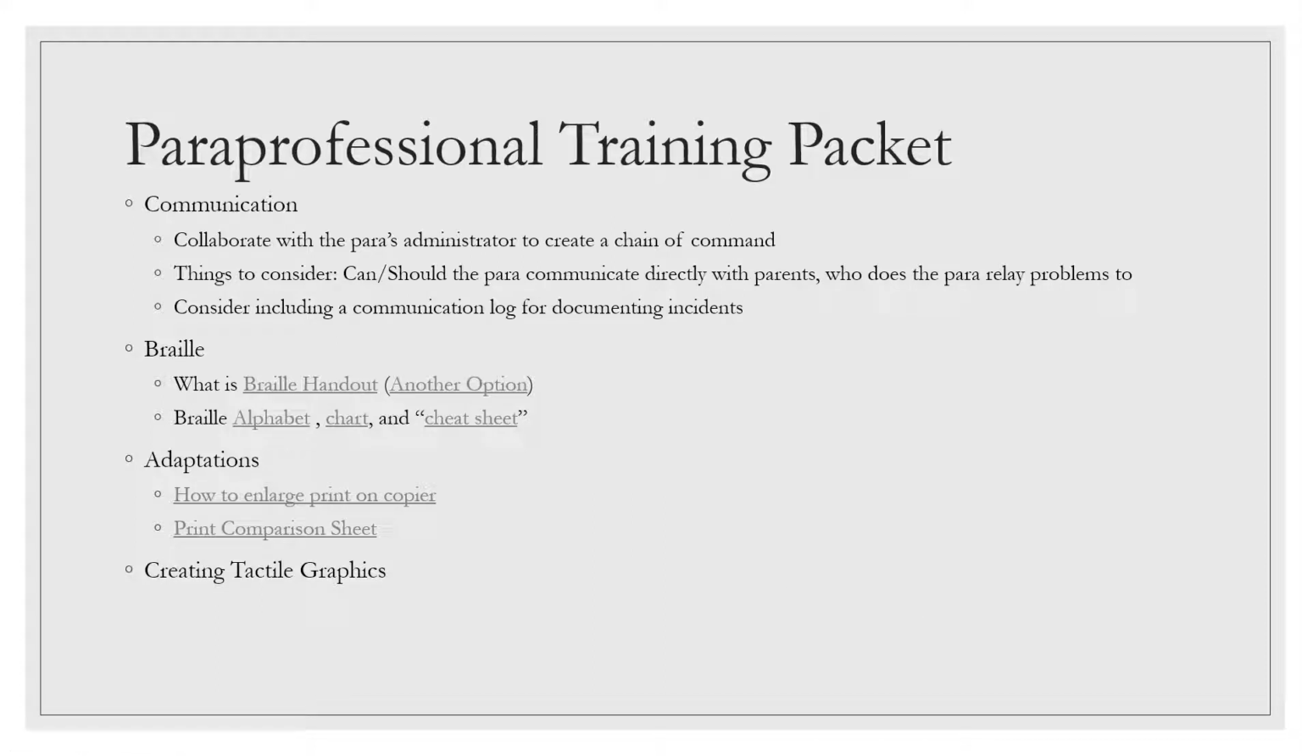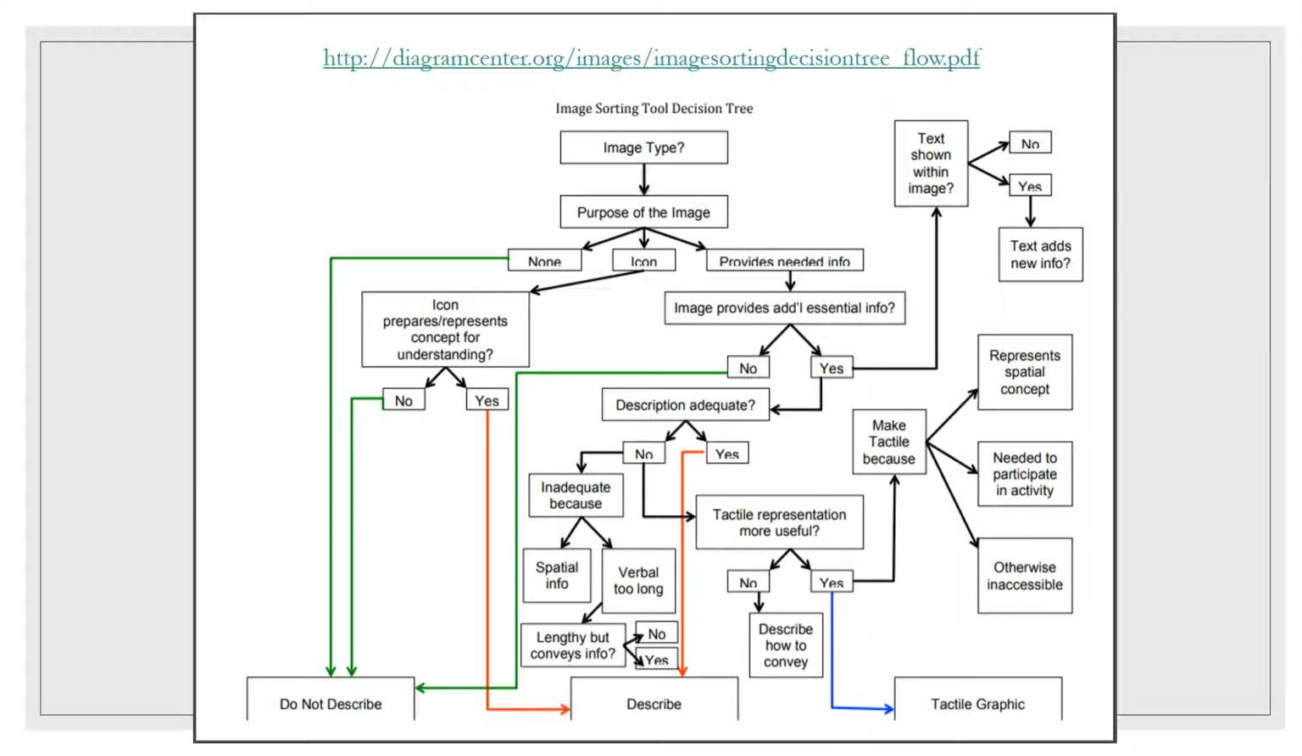And then I create some information on teaching tactile graphics, and one of the things that I include is this awesome diagram, a decision tree for how to work with graphics. It's from diagramcenter.org, and you see the link up at the top, /images/image sorting decision tree_flow.pdf. Just to go through this graphic really fast, I like it for my paraprofessionals, and I sometimes use it in my own life when I'm like, I don't know if I should do this document or not.